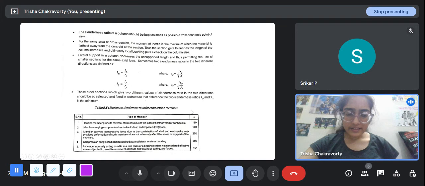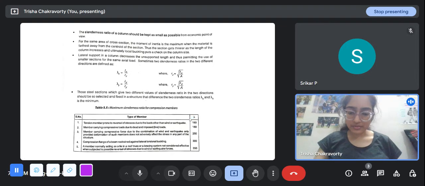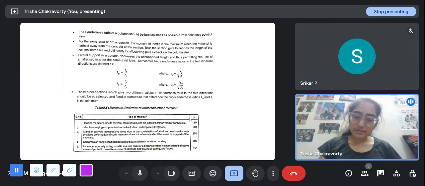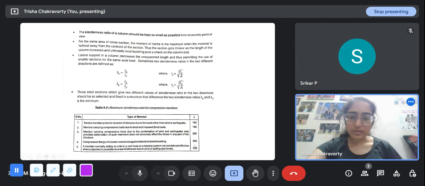And these lambda values have some specifications. Tension member prone to reversal of stresses has 180. These are some values that you will remember automatically when you solve a lot of problems or get into the industry. Compression flange of beam restrained against lateral torsional buckling has 300. You would have encountered this if you did problems.